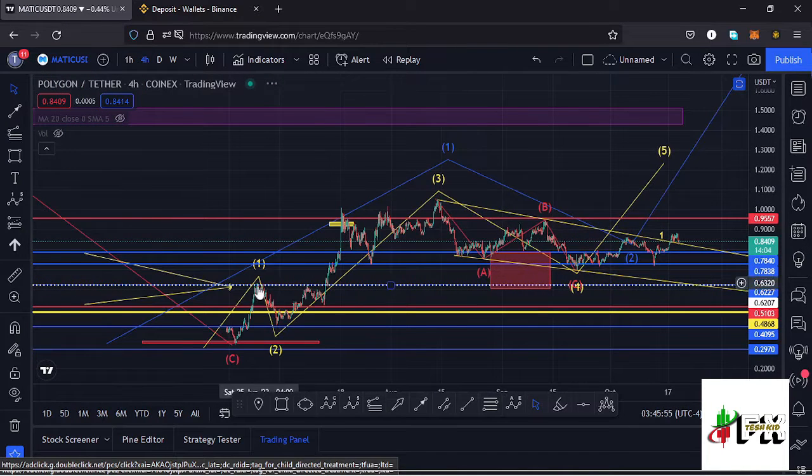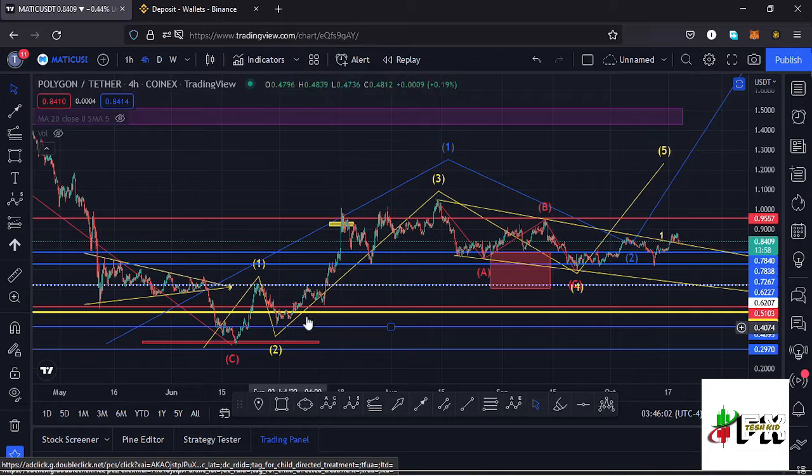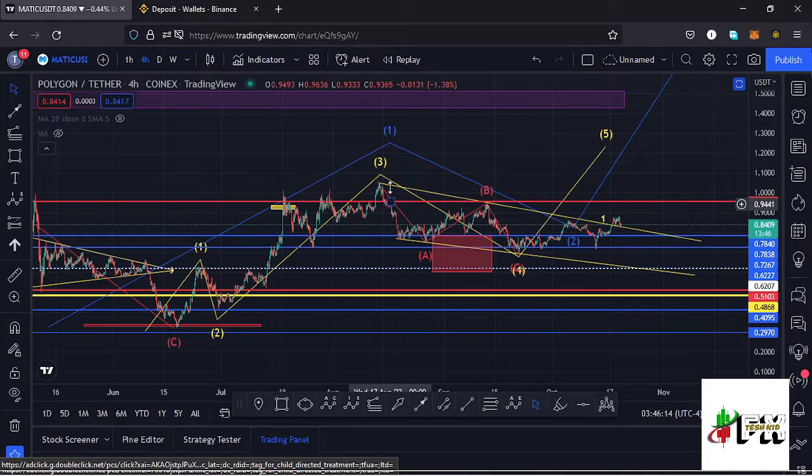And we have seen the formation of a first wave after making our low down there, then saw a very nice retracement to the lower side in the formation of a wave 2, continued pushing higher in the formation of a third wave, then saw a very nice retracement over here in the formation of a wave 4, and now we are in the formation of a fifth wave to the upper side.